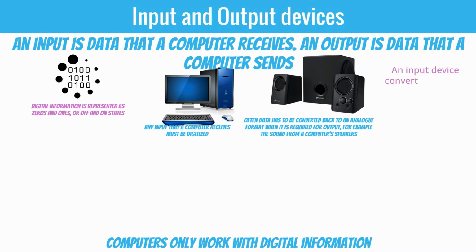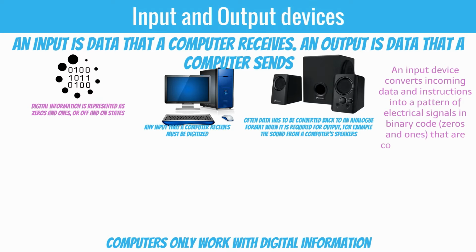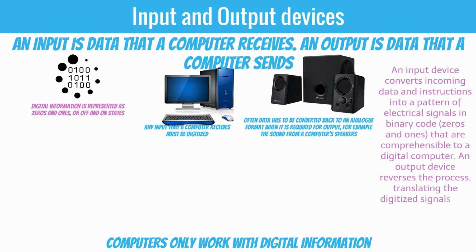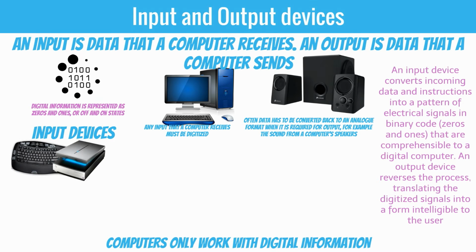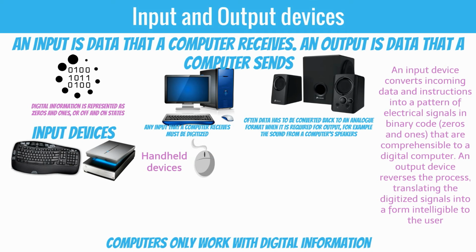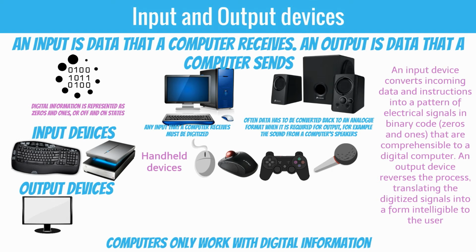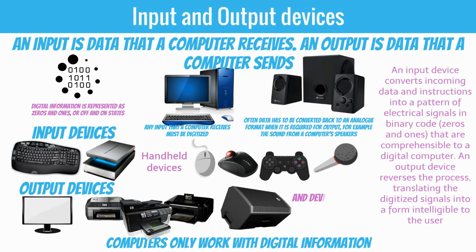An input device converts incoming data and instructions into a pattern of electrical signals in binary code, zeros and ones, that are comprehensible to a digital computer. An output device reverses the process, translating the digitized signals into a form intelligible to the user. Input devices include keyboards, scanners, handheld devices such as the mouse, trackball, joystick, and microphones. Output devices include display screens, inkjet and laser printers, loudspeakers, and devices such as flow valves that control machinery.